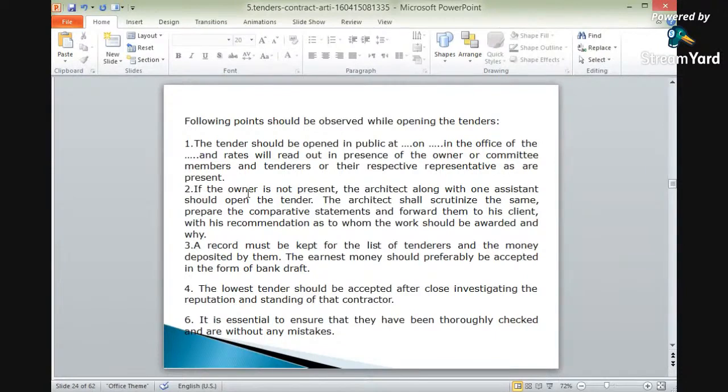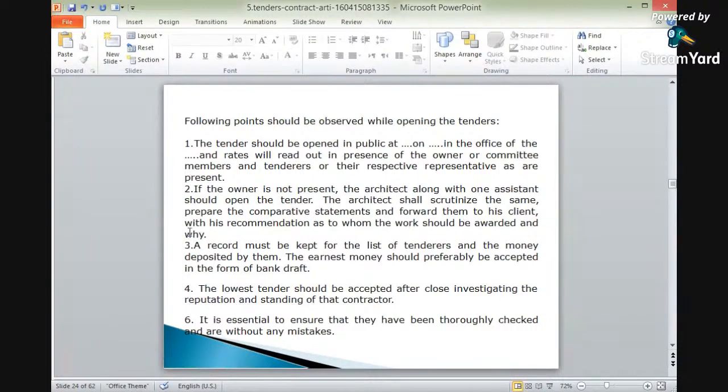If the owner is not present, the architect along with one assistant should open the tender. The architect has the authority to open the tender. The architect shall scrutinize the same, prepare the comparative statements, and forward them to his client. The comparative statement of the rates quoted by the different contractors will be made.